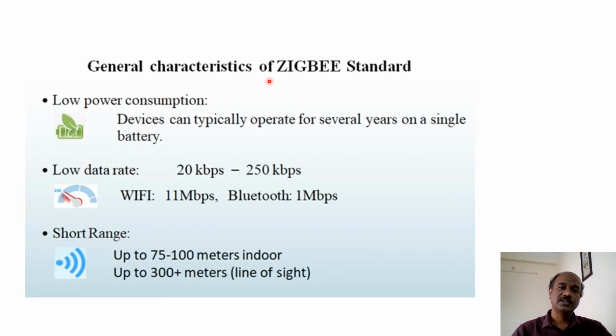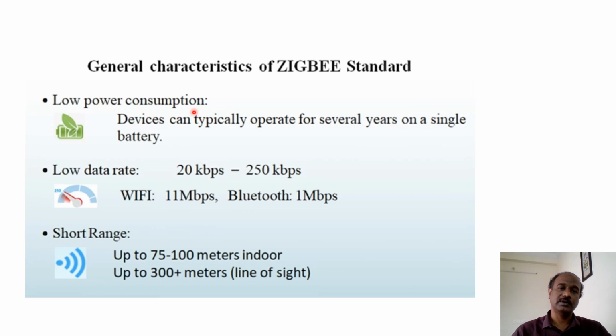So the general characteristics of ZigBee are like this. This ZigBee architecture uses low power for its working. The power consumption is very little. As you can see here, ZigBee enabled devices can operate for a number of years after a single battery charge. They consume very little power, hence they are capable of working for a number of years without any battery replacement.